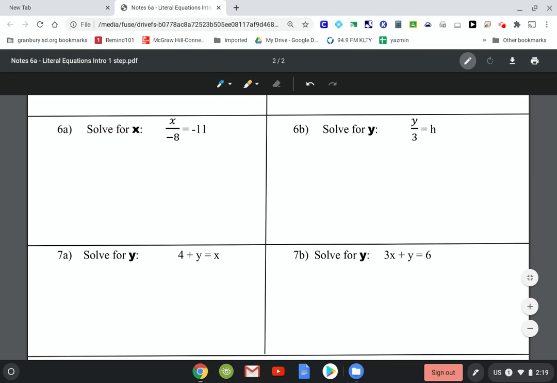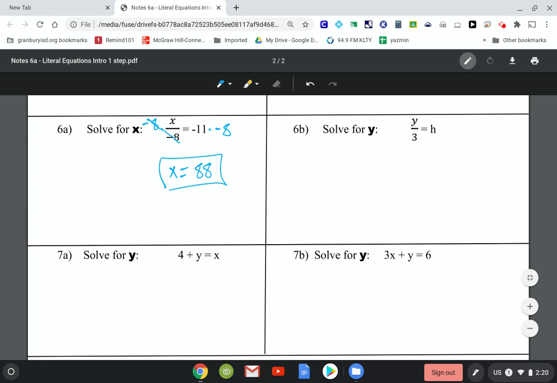All right, solving for x. We're going to get rid of the negative 8. So we're going to multiply by negative 8. Whatever you do to one side, you do to the other. So x is equal to negative 11 times negative 8, which is 88.